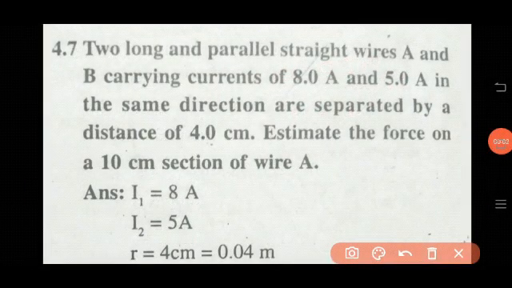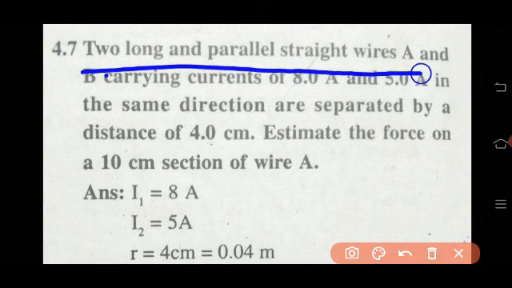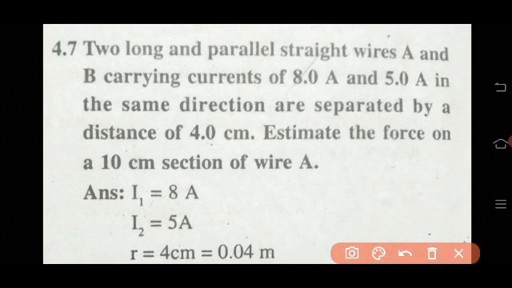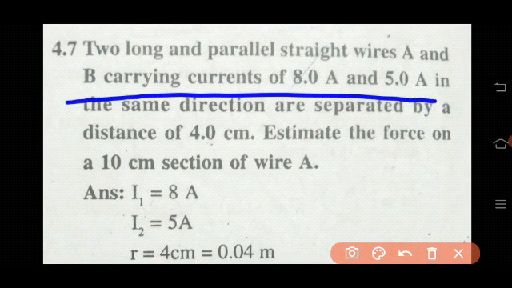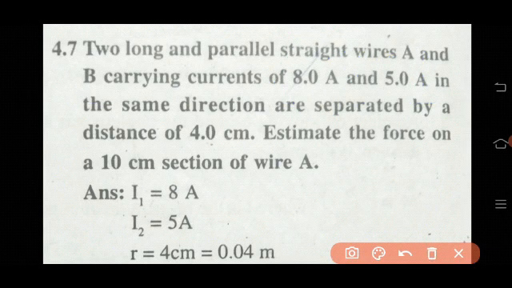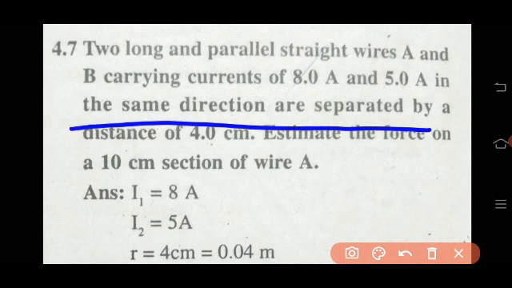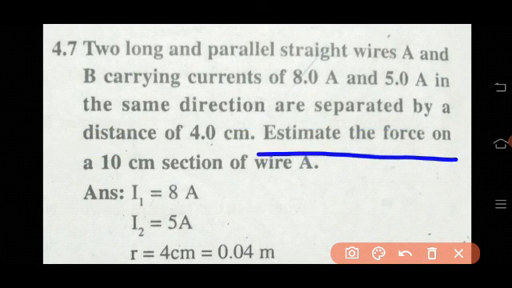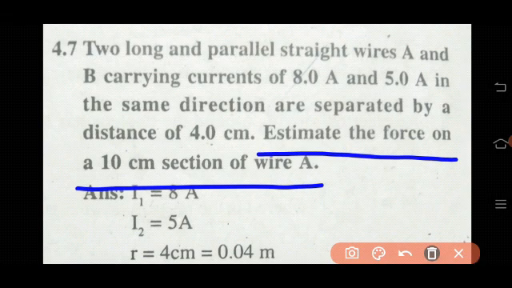Consider question number 4.7. Two long and parallel straight wires A and B carrying currents of 8.0 amps and 5.0 amps in the same direction are separated by a distance of 4 centimeter. Estimate the force on a 10 centimeter section of the wire A.